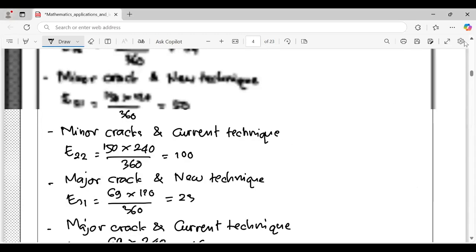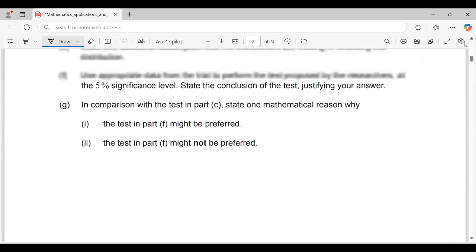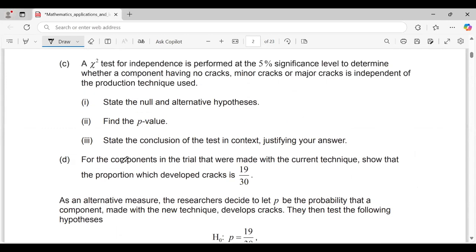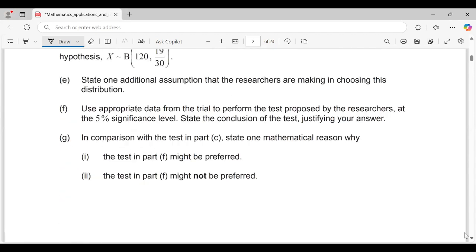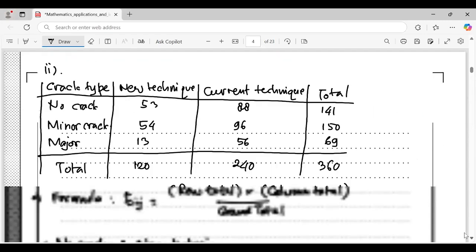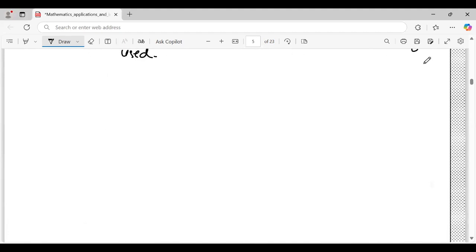Next question. Part D. For the components in the trial that were made with the current technique, show that the proportion which developed cracks is 19/30. So we are going to prove that statement.